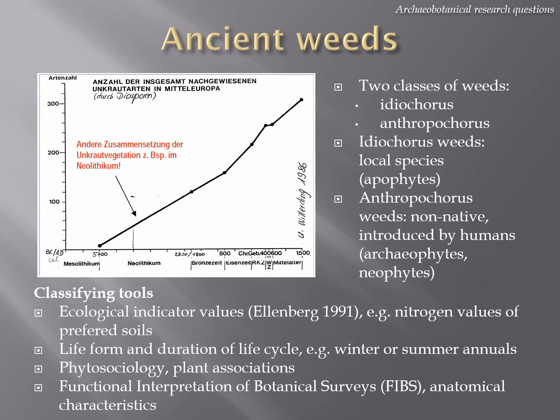A new method that has been used is the so-called FIBS, the functional interpretation of botanical surveys. This describes the fact that plants develop similar anatomical characteristics under specific ecological conditions. As an example, high-growing species with large leaves, few but large-sized stomata are indicative of good water availability. However, also here different ways of interpretation are possible, and additionally we don't know the physiognomy of ancient species.